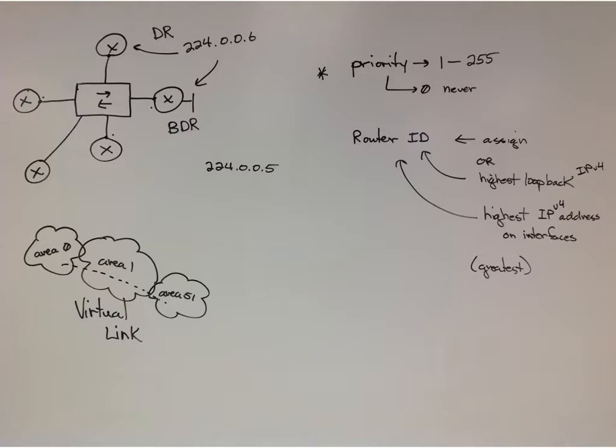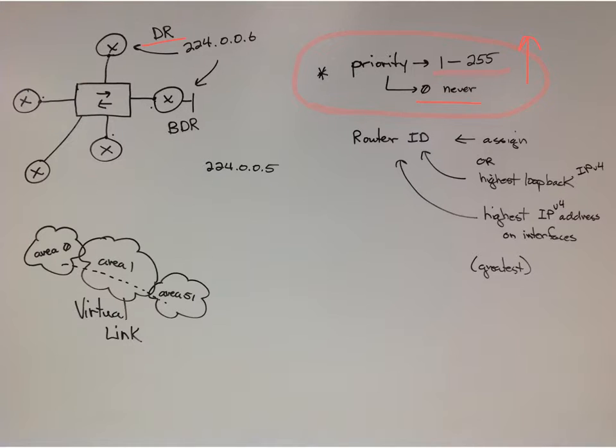So we worked on some lab work. We talked about you can set priority. Set the priority on an interface, 1 to 255. The higher the priority, then it'll become the DR. Set at 0, it'll never become a DR.